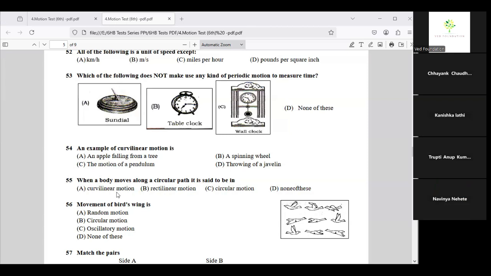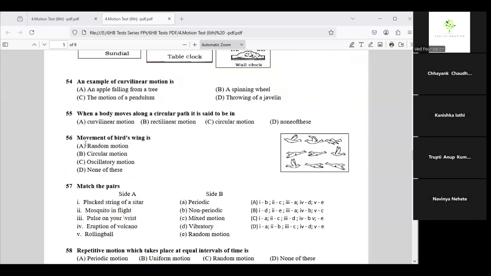55. When a body moves along a circular path, it is said to be in. Options are A curvilinear motion, B rectilinear motion, C circular motion, and D none of these. And correct answer is option C, circular motion. When a body moves along a circular path, it is said to be in circular motion. Option C is correct.